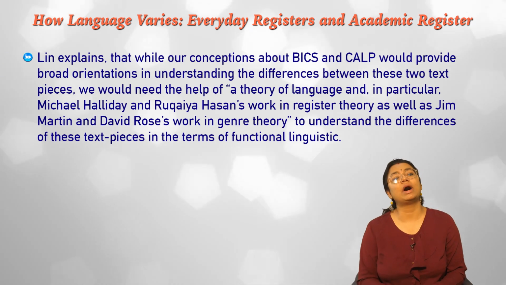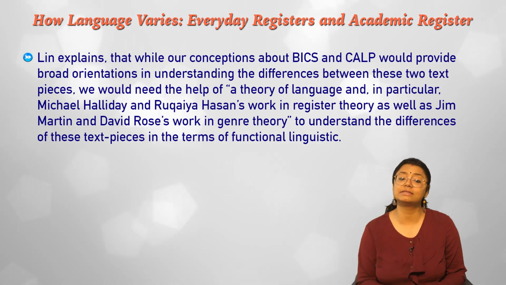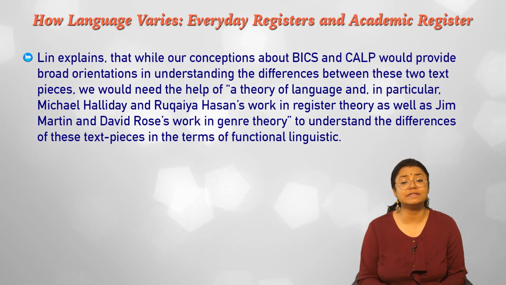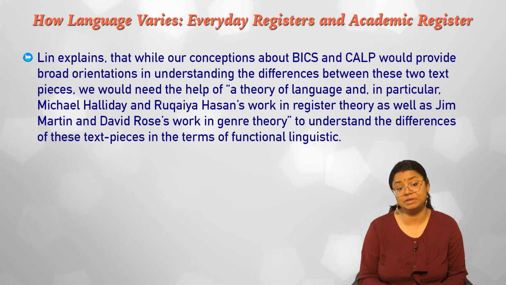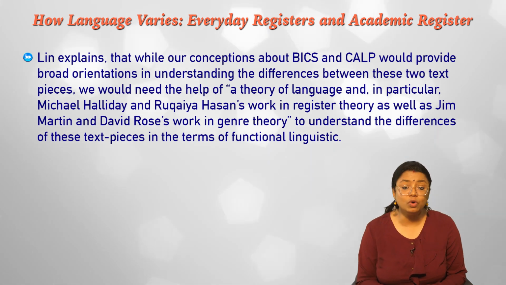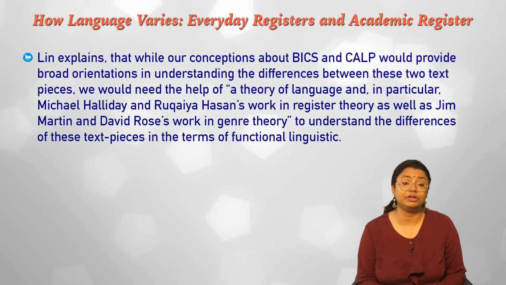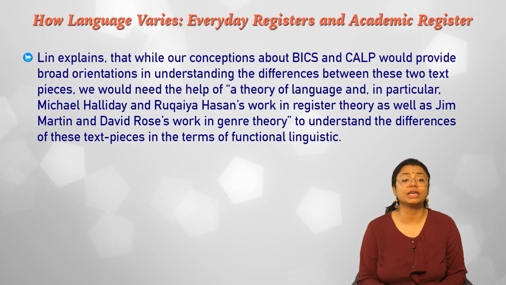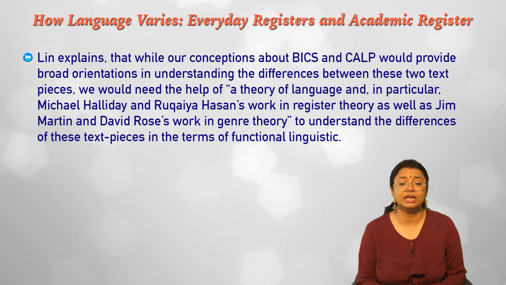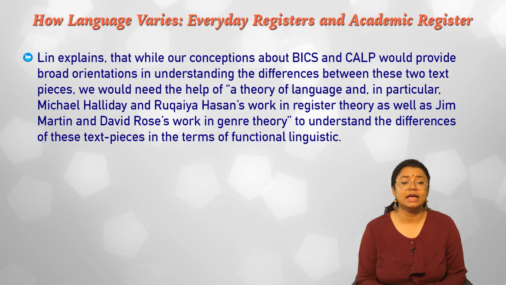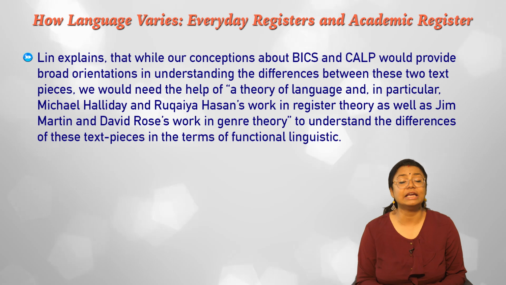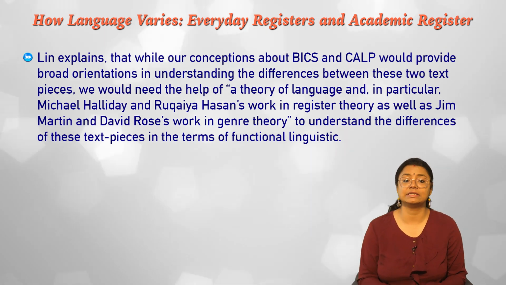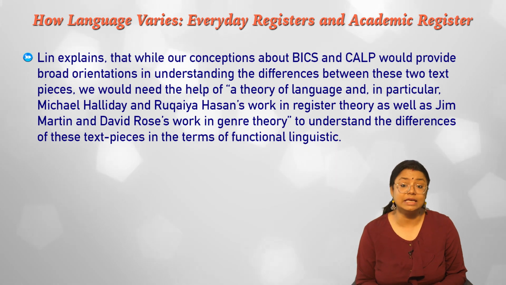Lin explains that while our conceptions about BICS and KALP would provide broad orientations in understanding the differences between these two text pieces, we would need the help of a theory of language, and in particular, Michael Halliday's and Ruqaiya Hasan's work in register theory, as well as Jim Martin's and David Rose's work in genre theory, to understand the differences of these text pieces in terms of functional linguistics.